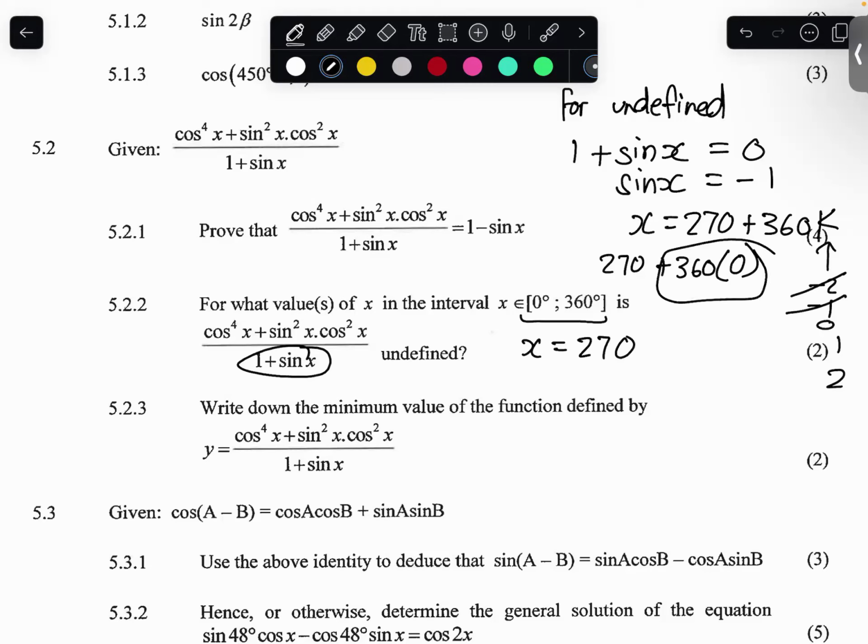All right? Because this is 0. So that gives you 270 plus 0, which is 270. And 270 lies between 0 and 360. So that's one of your solutions.